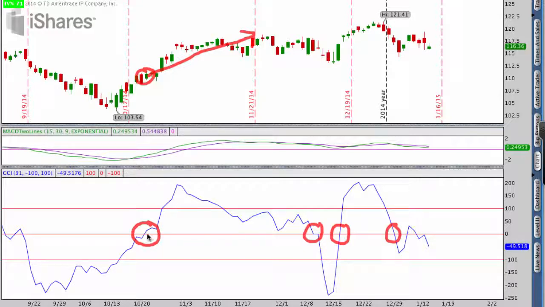And it's not all about being overbought or oversold. So just because CCI gets to extremes does not mean that that creates an opportunity necessarily to buy or sell. So that's one difference with CCI as opposed to some other indicators: it's not about being overbought or oversold. It's about crossing that 0 barrier.